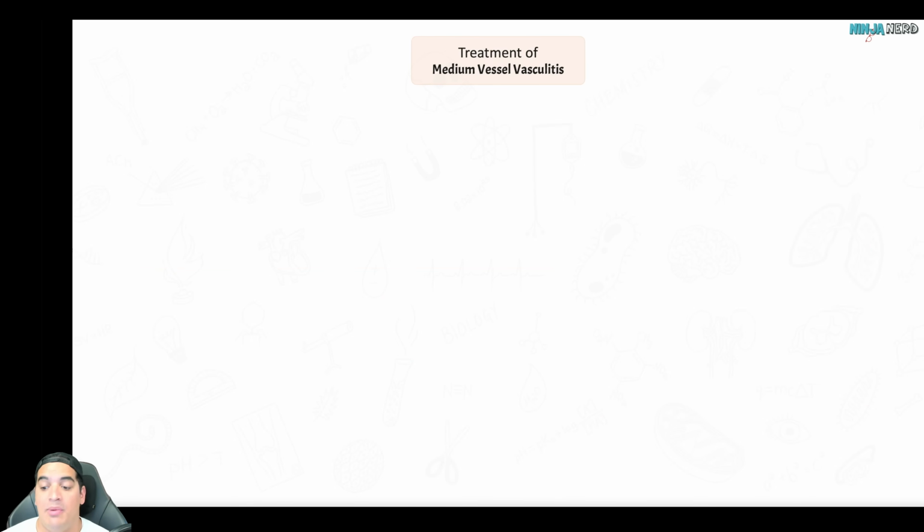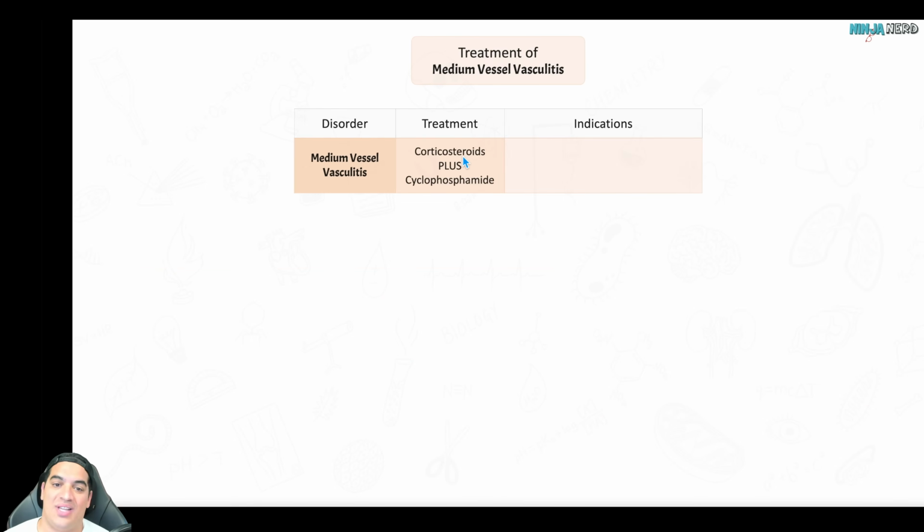All right, so let's talk about the treatment of medium vessel vasculitis. So now when we talk about these, the treatment oftentimes is corticosteroids plus cyclophosphamide. Now, the reason you would give this is in a patient with polyarteritis nodosa with very bad organ involvement. All right, this is the first line treatment. You want to reduce the risk of acute kidney injury. You want to reduce the risk of a patient developing a nasty GI bleed. You want to reduce the risk of irreversible nerve injury, etc. So in these patients, oftentimes you have to go big or go home.